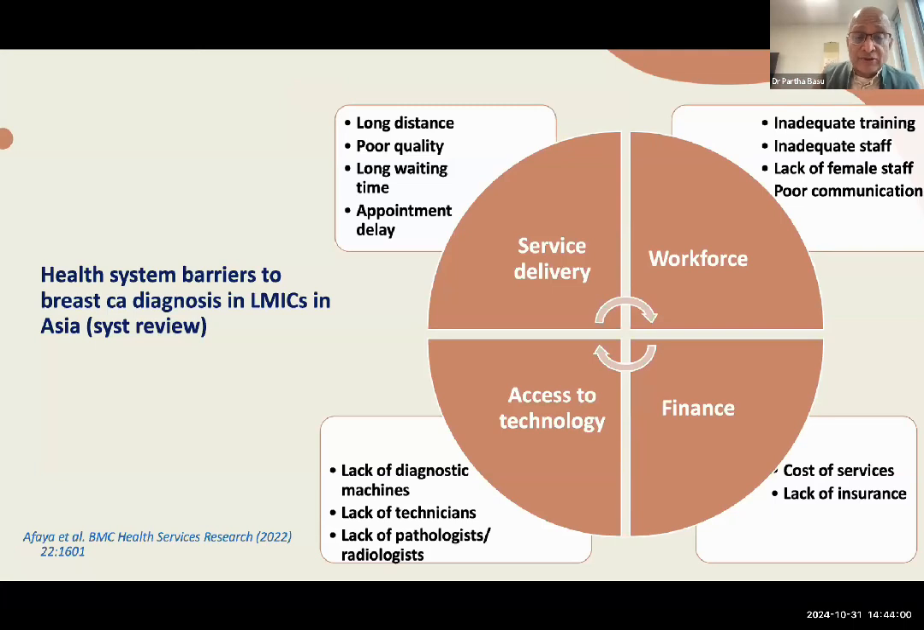And access to technology. Certainly, we know mammography is a very important part of diagnostic care. It may not be used in a screening setting, but for diagnosis, mammography, ultrasound, and core biopsy are essential technologies, and these technologies need to be there for the diagnostic care.